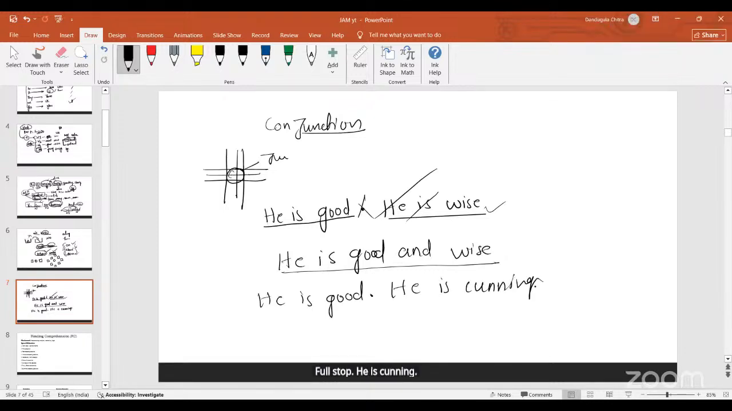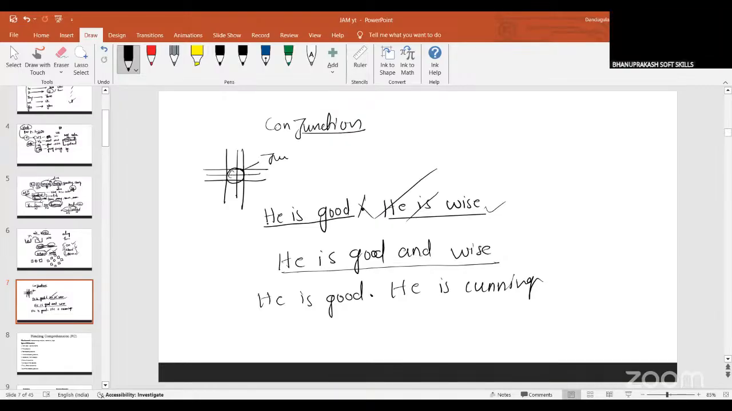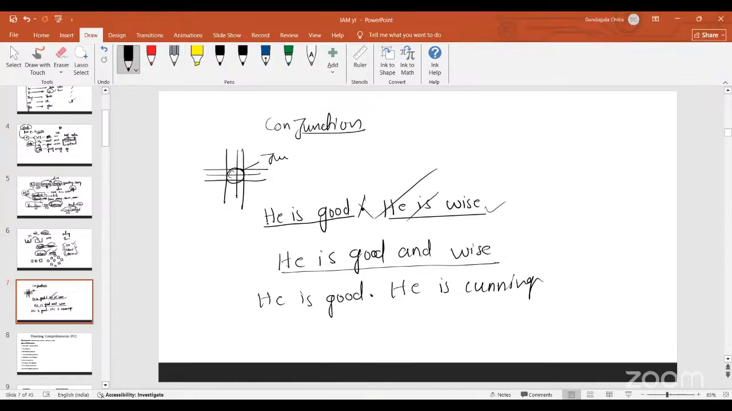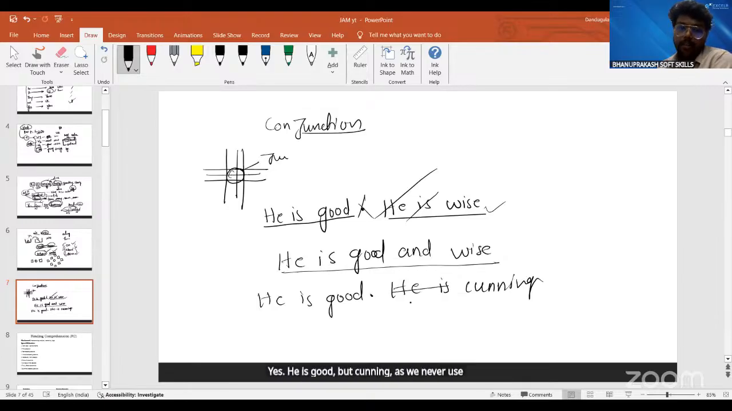Now tell me, "He is good, but he is cunning." Again, come again. "He is good but cunning." Yes, he is good but cunning. We never use "he is" again because we are replacing the full stop and "he is" with the word "but." So simply, he is good but cunning.